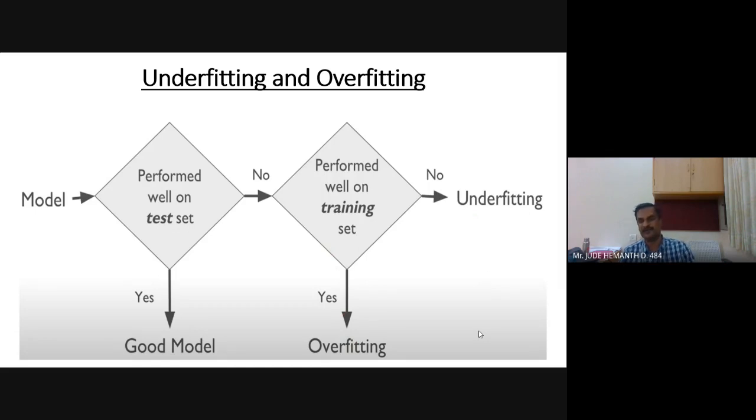When you go for underfitting, what happens? Training, sorry, testing. Training is also not proper. He has not learned anything, and automatically he will not be able to perform well in the testing process. So underfitting should be completely avoided in any machine learning model. But overfitting is a bit of a tricky issue.